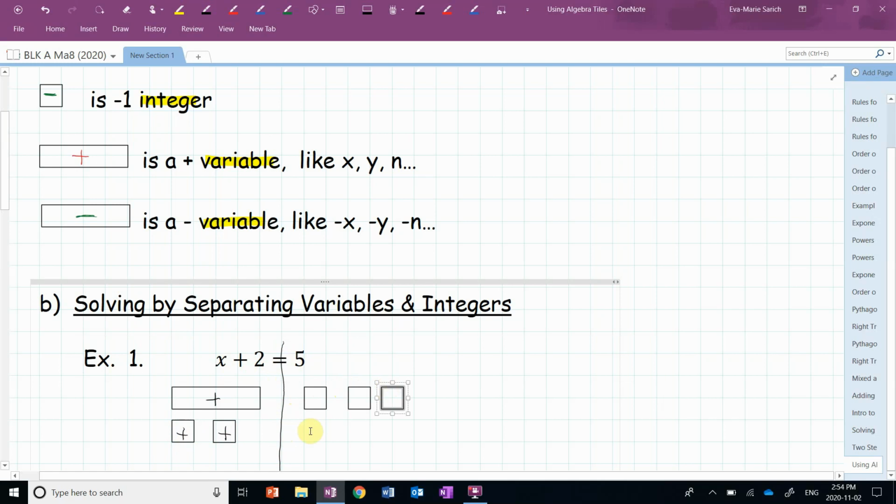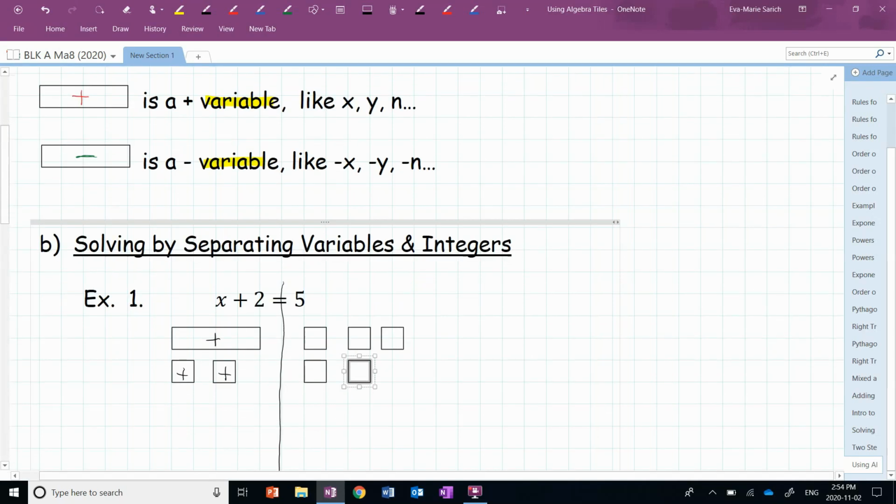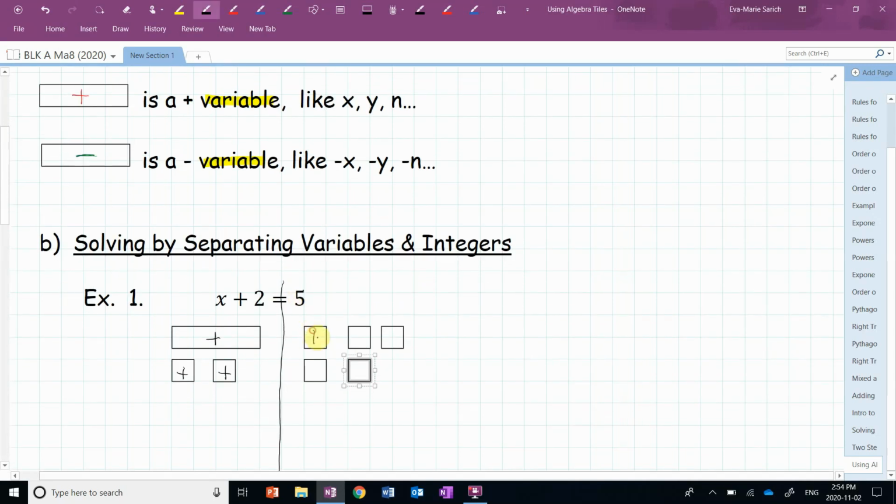So 3, 4, and 5. Now, that's +5, so I'm going to put the symbol of +5 in there. Now, in order to solve this, remember, we need to separate the variables and the integers.